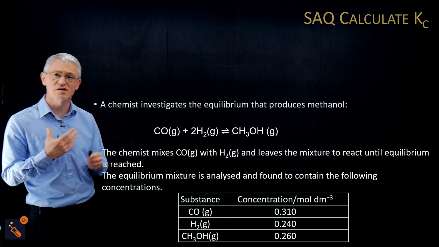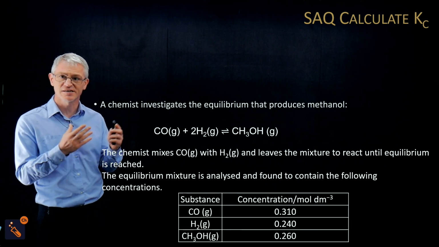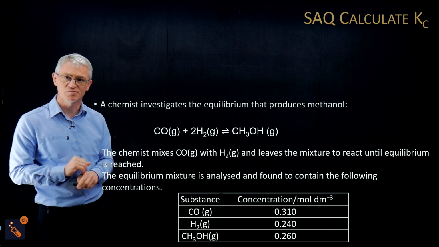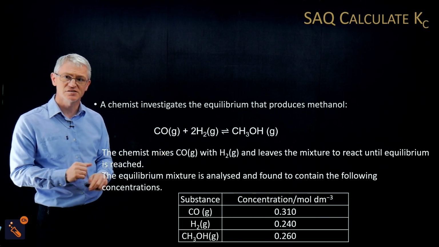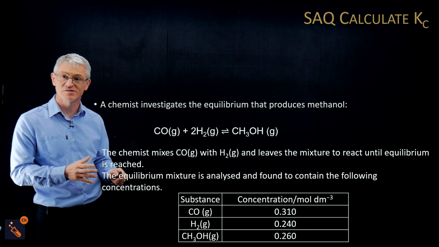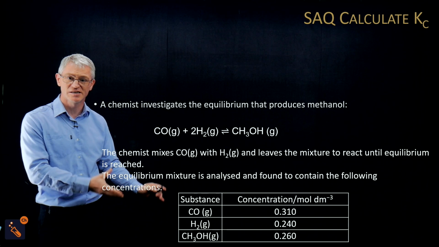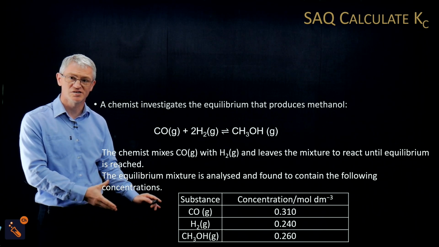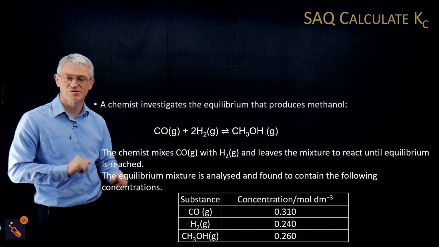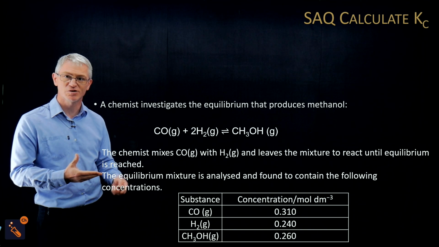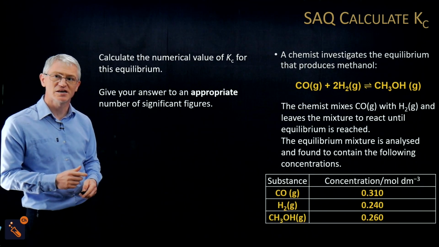Now this is a short answer question, calculating Kc. So you can see a chemist investigates the equilibrium that produces methanol. We've got this beautiful equation here. It mixes CO and H2 until the equilibrium. The equilibrium mixture is analysed and found to contain the following concentrations, which you can see right here. Now it's telling you that at equilibrium, which means you just need to put them into the equilibrium expression. Okay, so let's put that to the side.